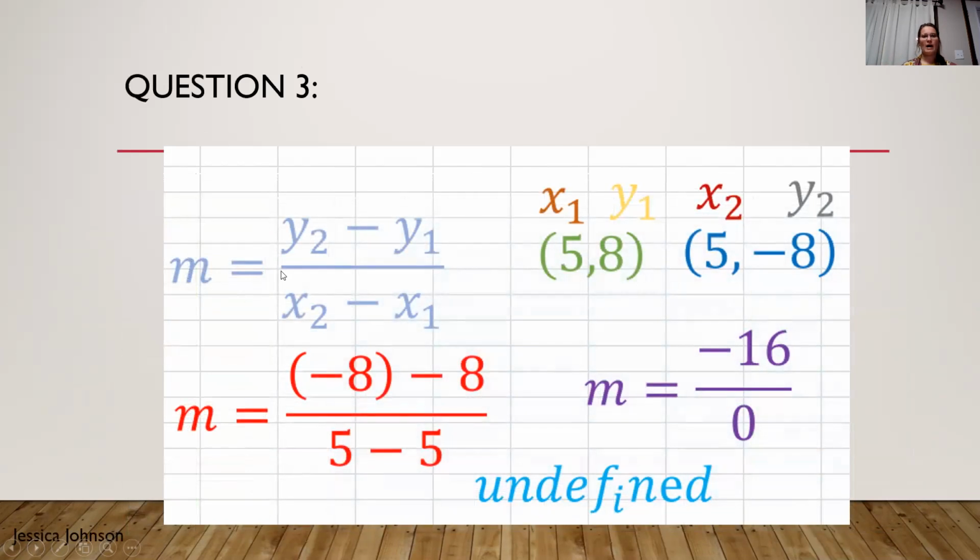Slope equals y2 minus y1 over x2 minus x1. I like to label my points, my plot points, that way I don't mess up. And then I can just plug my values into my formula right here, and we have a slope of -16 over 0. And when we have a 0 in the denominator, it is undefined.